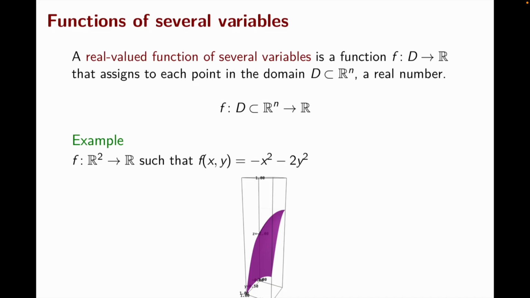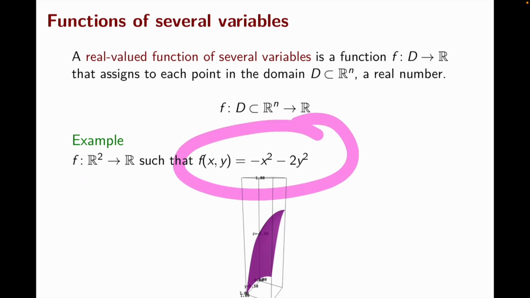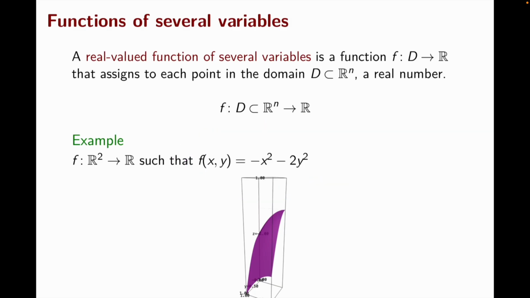So let's see, for instance, this particular example. This is an example of another function from R2 to R again, where this function takes an x and y, and gives minus x squared minus 2y squared. Well, again, we give values x, y, and find out the value of z.